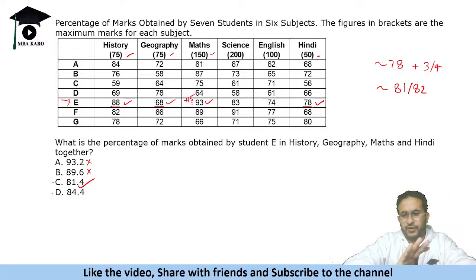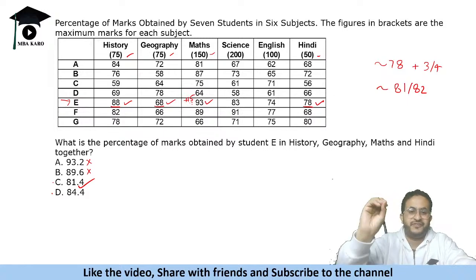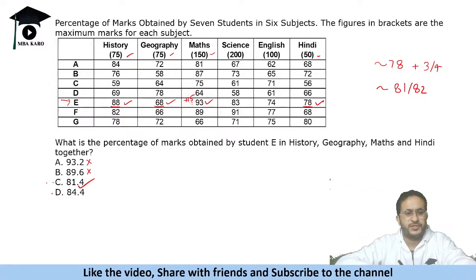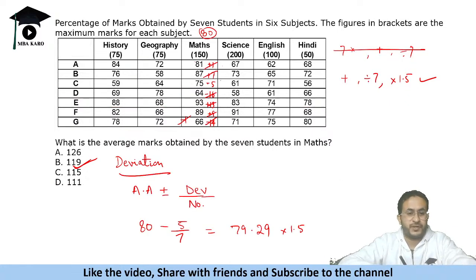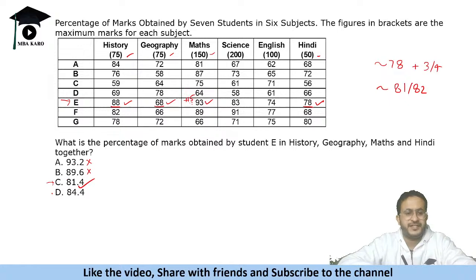Without calculating the values, I can confidently mark 81.4, because when I see the options, I see that the options are quite far apart, so I can clearly see. Previous questions' options were close, 119, 115, so close, I had to solve. But in this particular question, if I see 93 and 89, you can confidently eliminate these options. Now we are left with two, 84 and 81. Even if the options had been close, we would still have seen this.